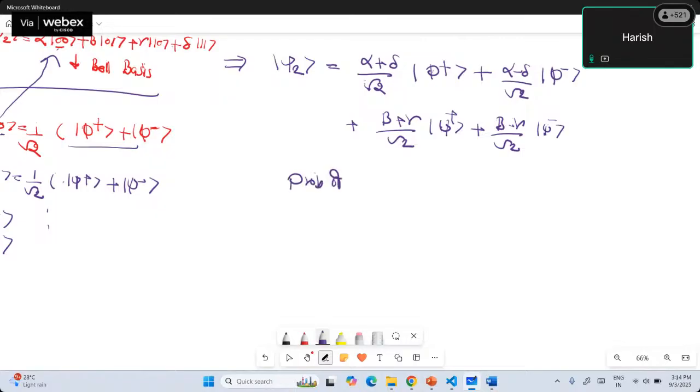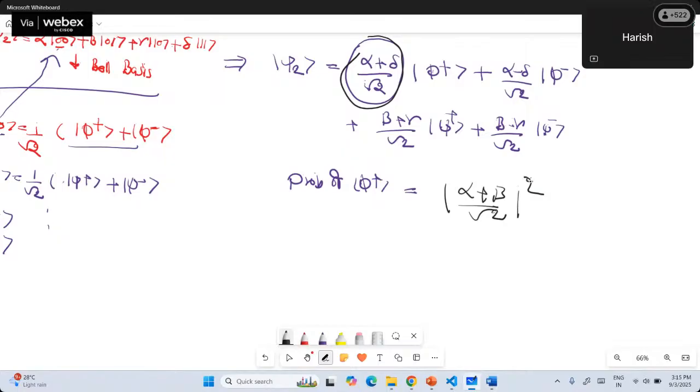So the probability of this state in psi plus, what will that be? That will be nothing but the mod square of the coefficient. So the coefficient is this, so it will be alpha plus beta by root 2, mod square. Similarly, for the probability of getting phi minus, this mod square. We have already written the state in the Bell basis, and we can get the probabilities according to the Bell basis. So what is the probability of getting psi minus? That will be beta minus gamma by square root 2, mod square.